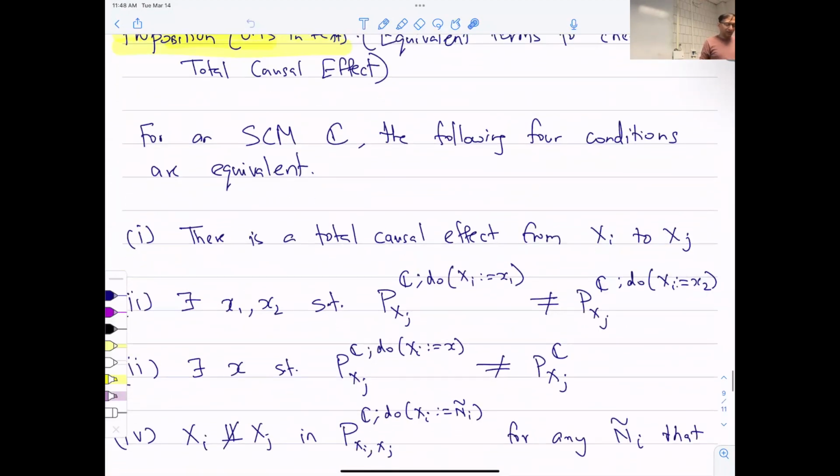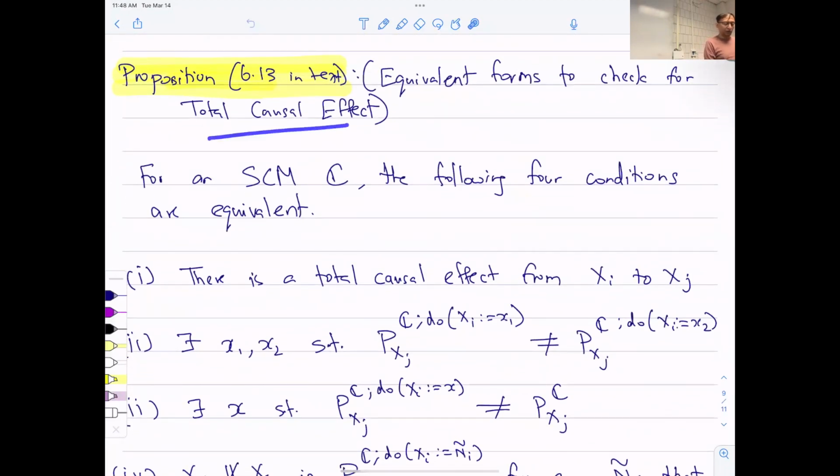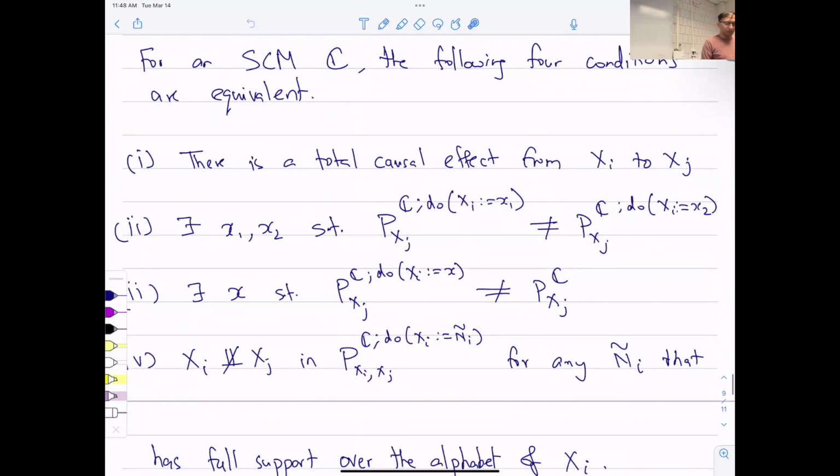There are 4 equivalent statements for total causal effect, some of which are much easier, at least for me, to see qualitatively than others. For a structural causal model, the following 4 conditions are equivalent. 1, there's a total causal effect from xi to xj. 2, there exists a pair of atomic interventions such that when you marginalize on xj, after doing xi equal to x1, that's different from the marginalized distribution of xj when I do xi equal to x2.